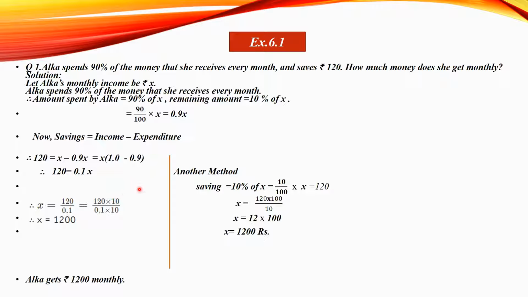We can do it in another method also. Now here we have written saving is equal to 10% of X. So 10% of X is equal to 10 upon 100 into X, and that is equal to 120 as given in the question. Cross multiplying, X is equal to 120 multiplied by 100 upon 10. Cancelling the 0, we get X is equal to 12 into 100. So X, which is the monthly income of Alka, is rupees 1200.